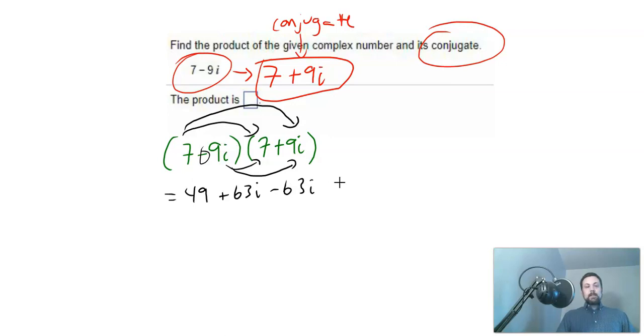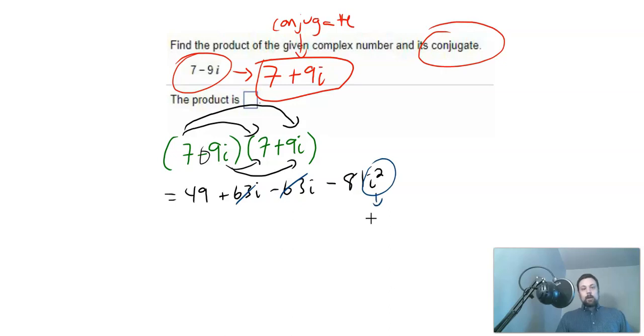And then we multiply the last two terms together. Negative 9i times positive 9i, that's going to be negative 81i squared. Make sure you get the squared in there. And what happens with conjugates is the middle terms just cancel each other out. 63i minus 63i cancel each other out.